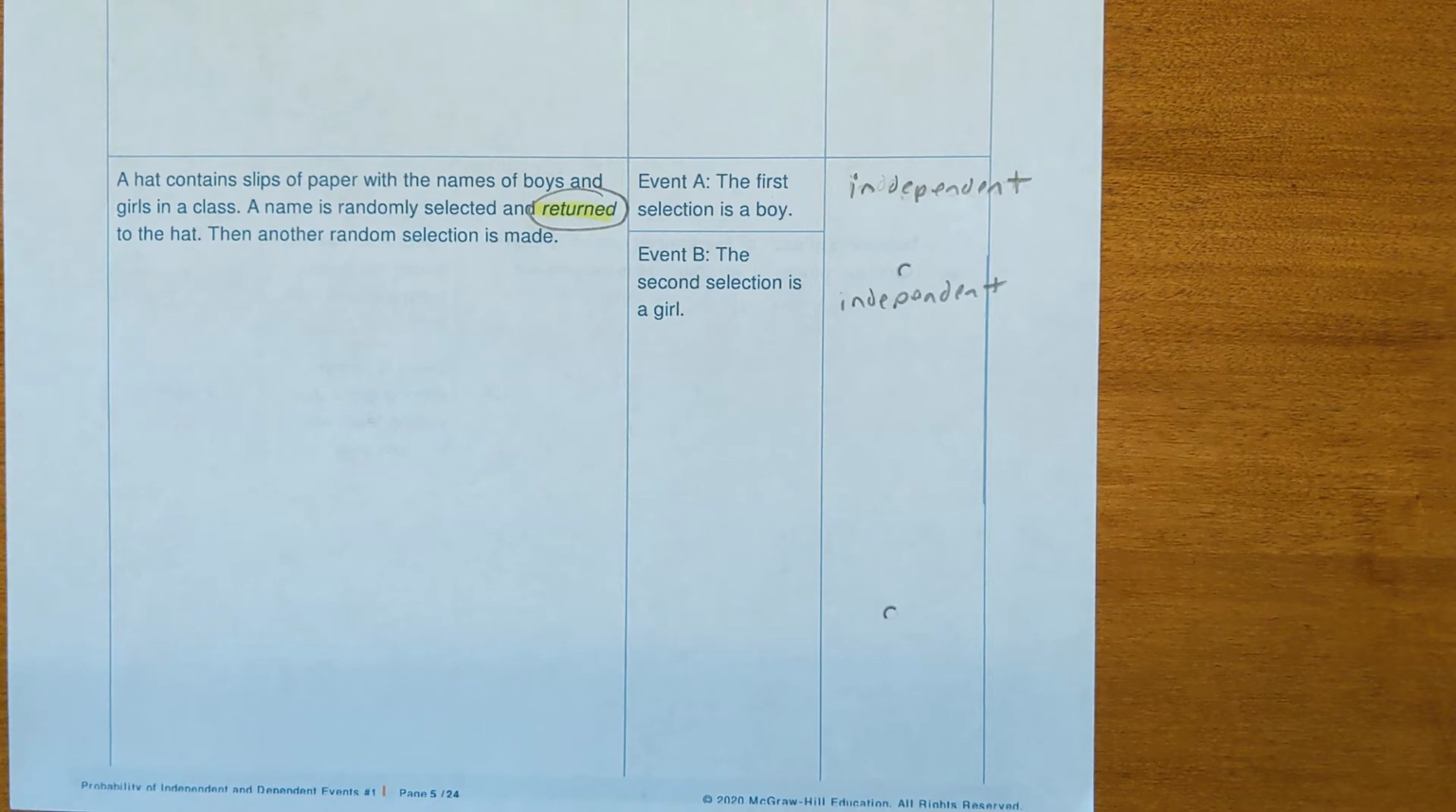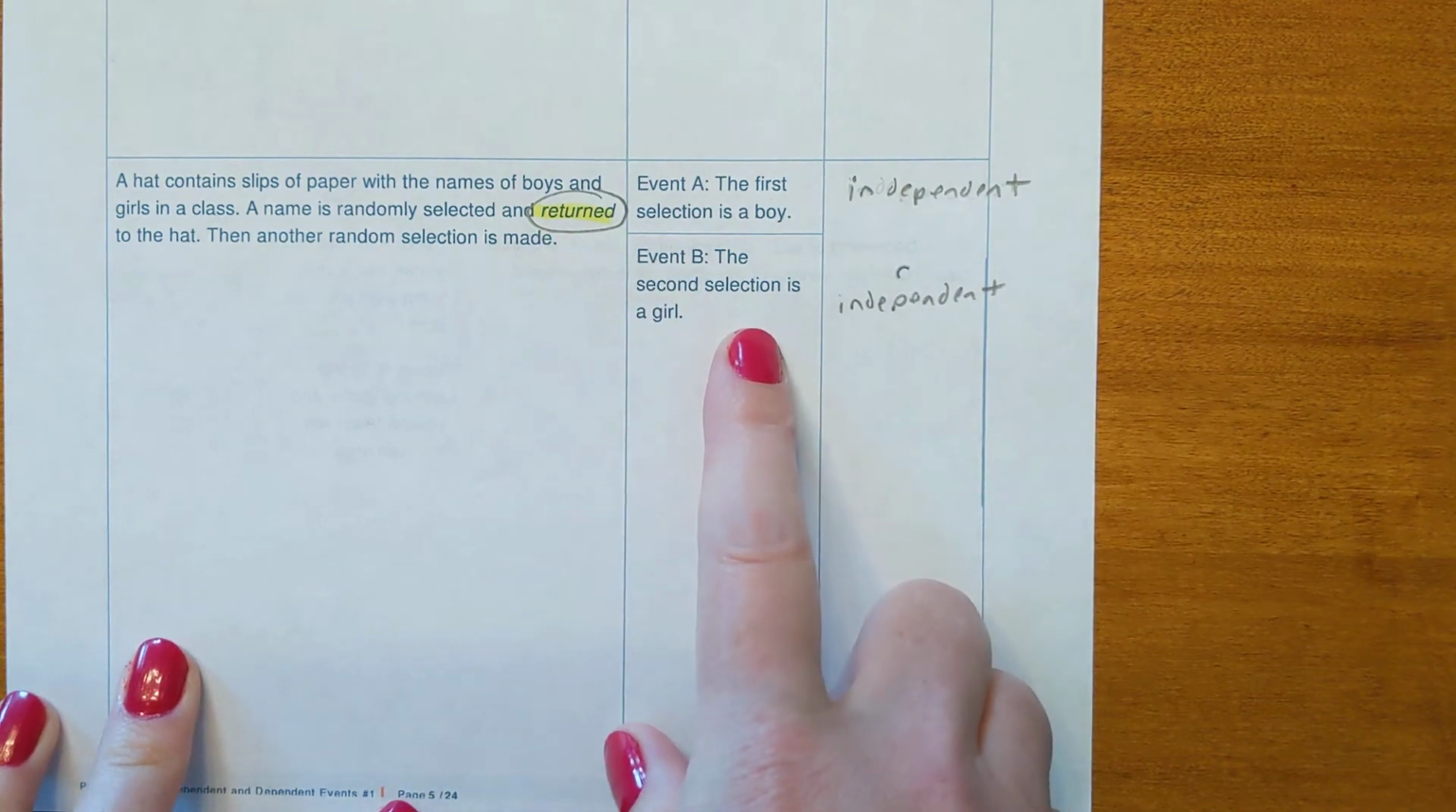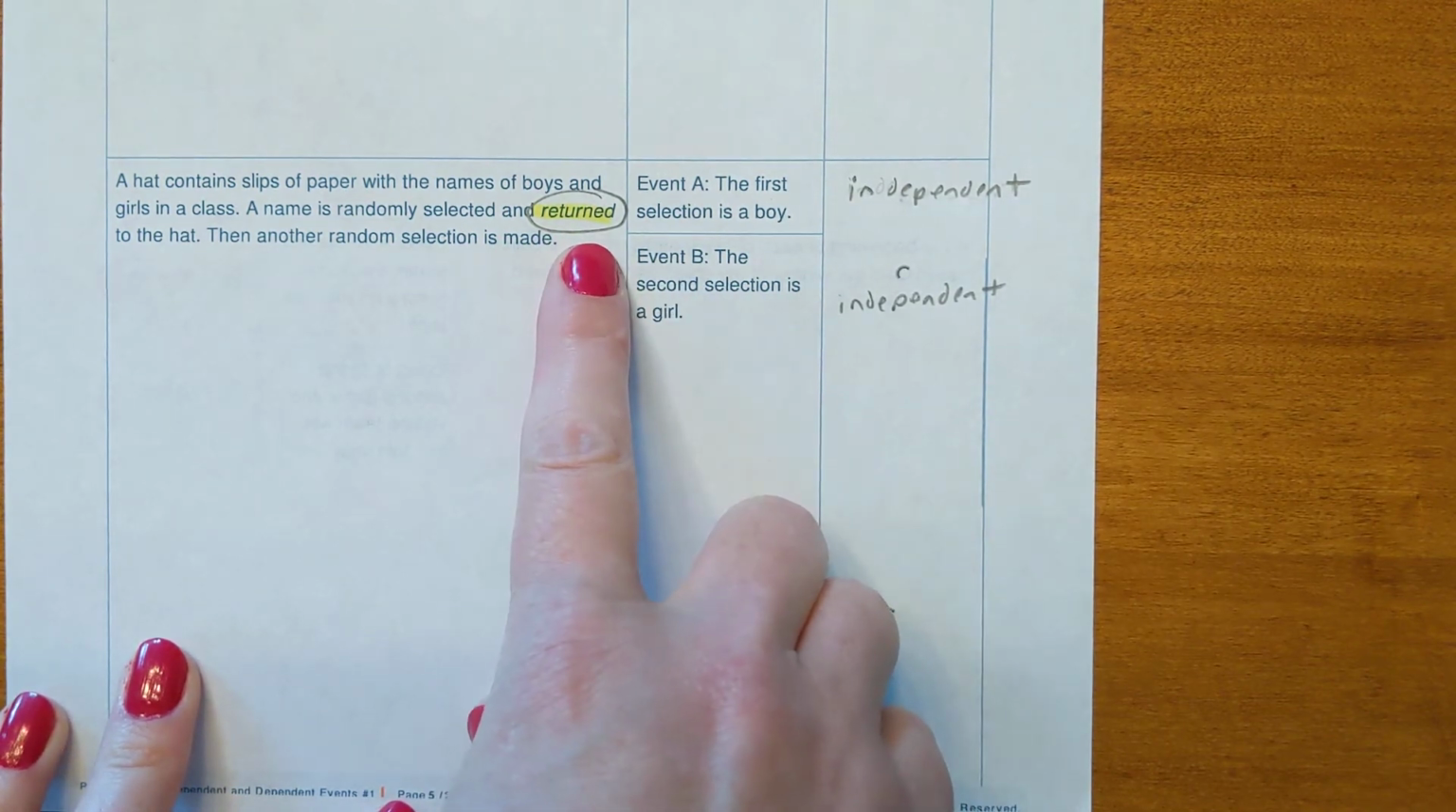So event A, they said, is the first selection is a boy. Well, there's nothing in the probability of making your first selection that's dependent on anything else happening. You're just picking one out of all of them. So that's independent of anything else. Then event B sometimes depends on event A. And since we returned it to the hat, it's like it never happened. It was returned. And so event B is still independent because everything is still there that was there before.